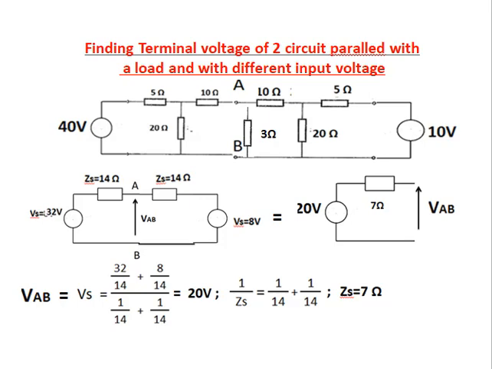VAB equal to Vs is equal to 32 by 14 plus 8 by 14, whole divided by 1 by 14 plus 1 by 14, equal to 20 volt. 1 by ZS is equal to 1 by 14 plus 1 by 14. So ZS is equal to 7 ohms. Now source voltage 20 volt and source impedance 7 ohms are appearing at terminal AB.